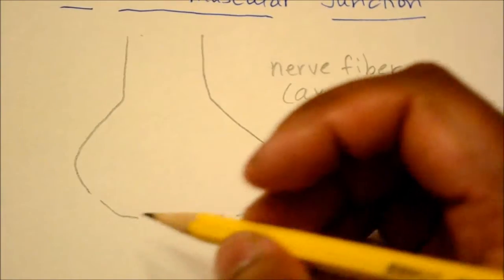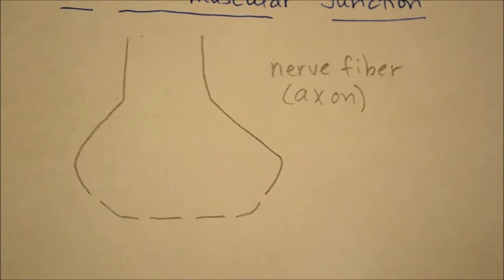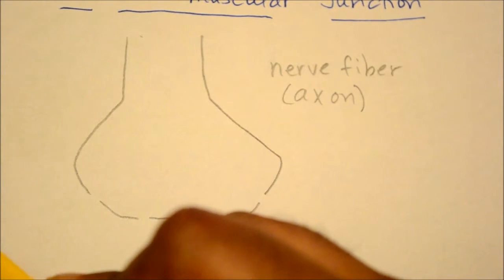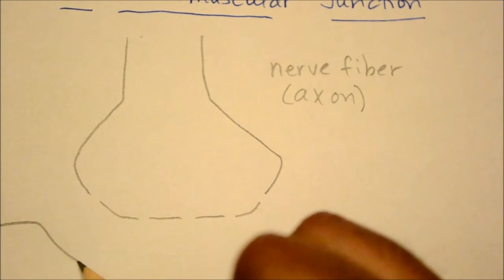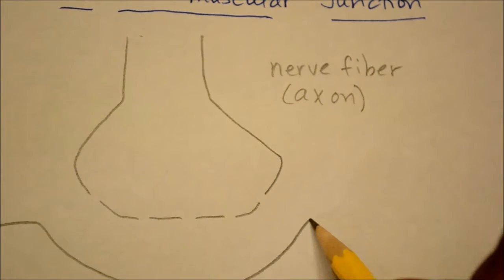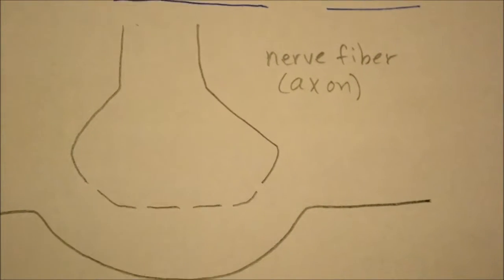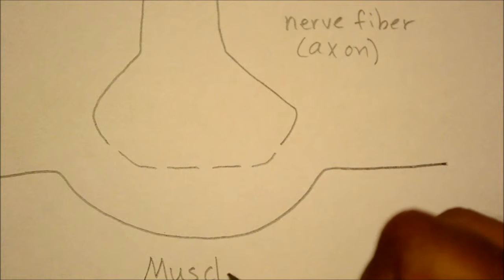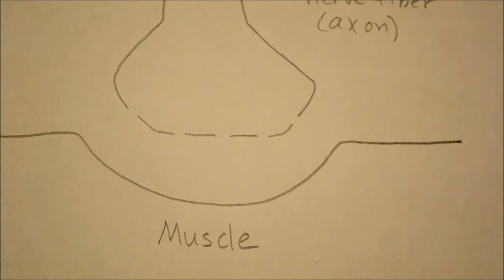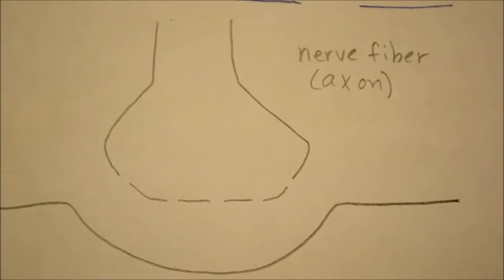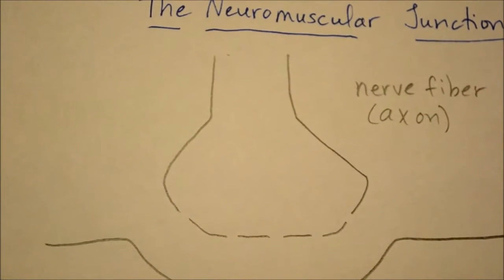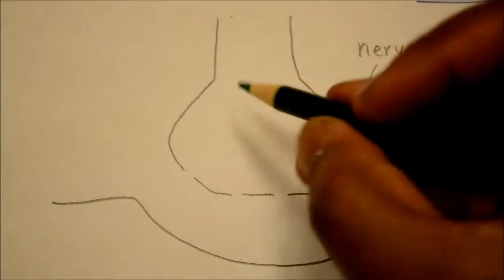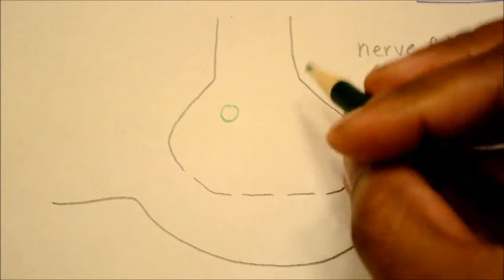And obviously this comes from the spinal cord, from the brain, and it's going to end up meeting the muscle. This is the end of the nerve fiber. What I'm drawing now is the muscle. Now you can see those spaces there on the end of the axon. We're going to fill those in with some things a little later.